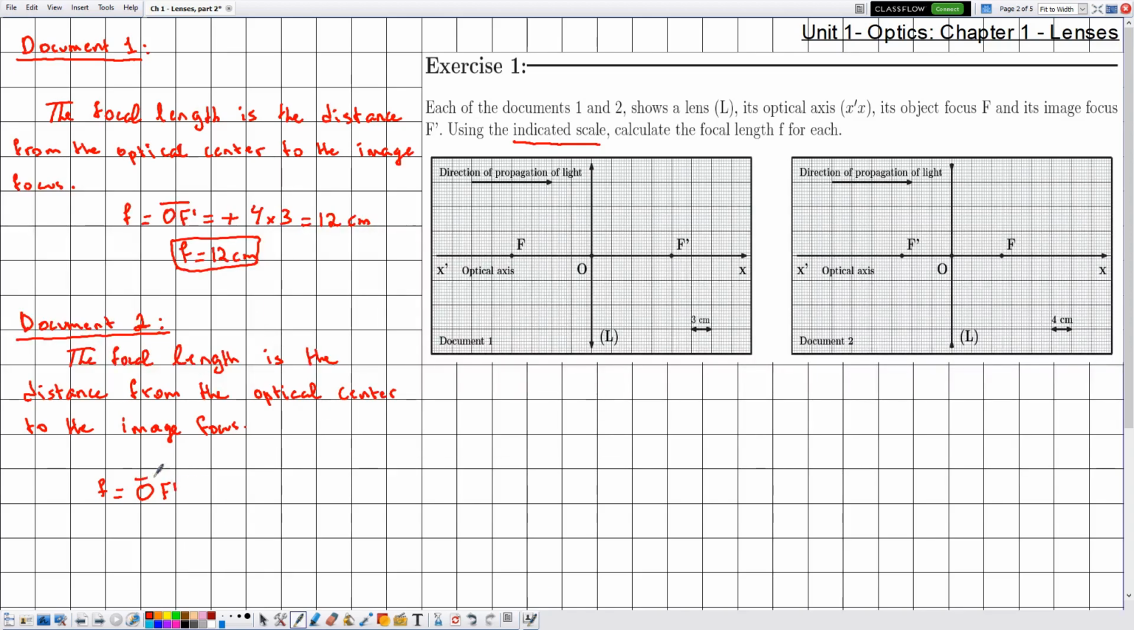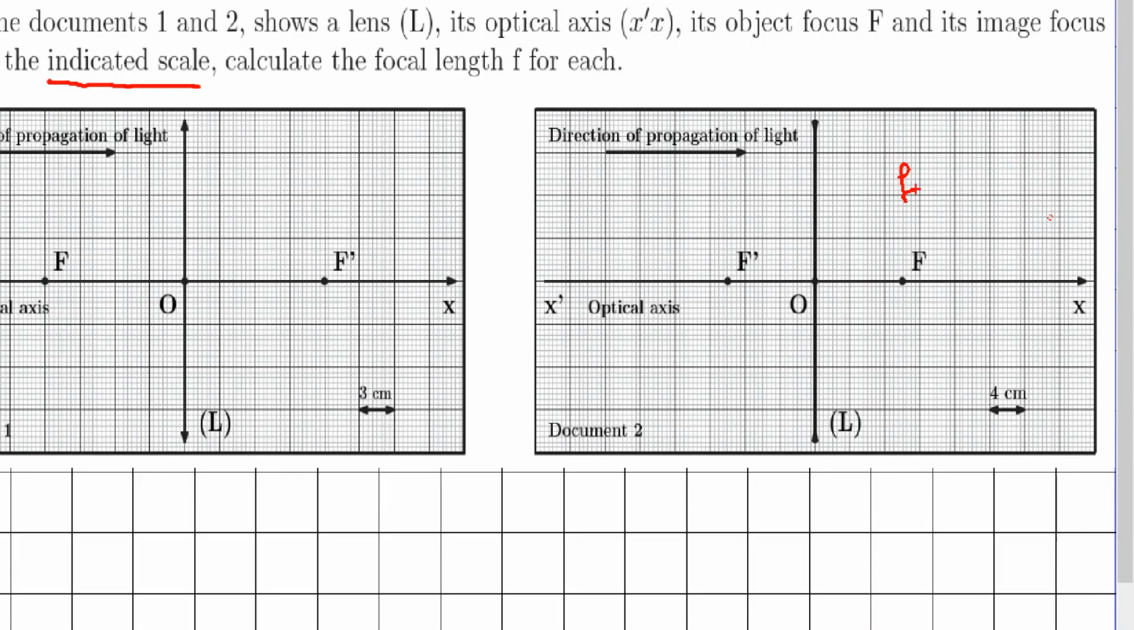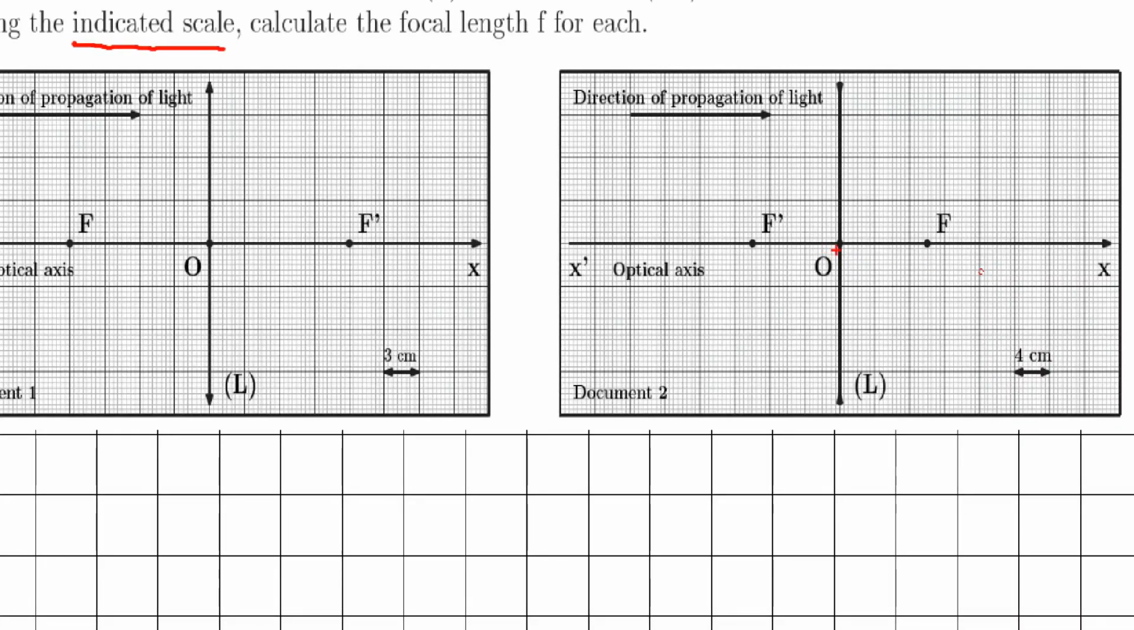And we don't forget the bar because this distance may be positive or negative. So now f is equal to O F prime bar, which is the distance from the optical center to the image focus. Notice that this distance is in the opposite direction of the positive x-axis, therefore it is negative. And now we count the number of divisions between O and F prime. We have 1, 2, 2.5.